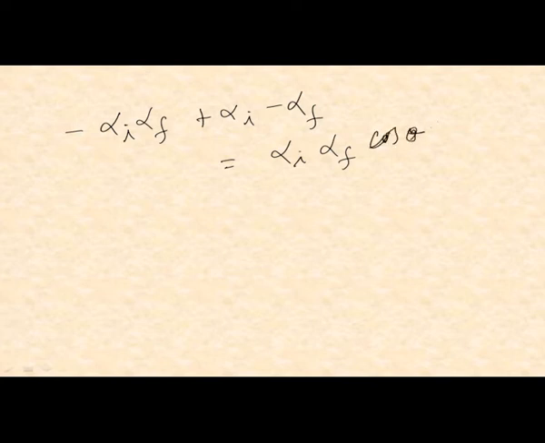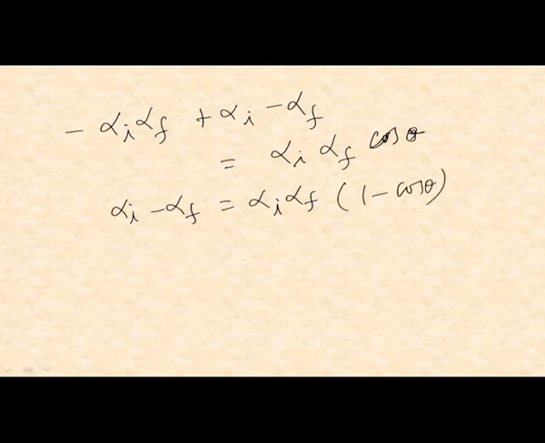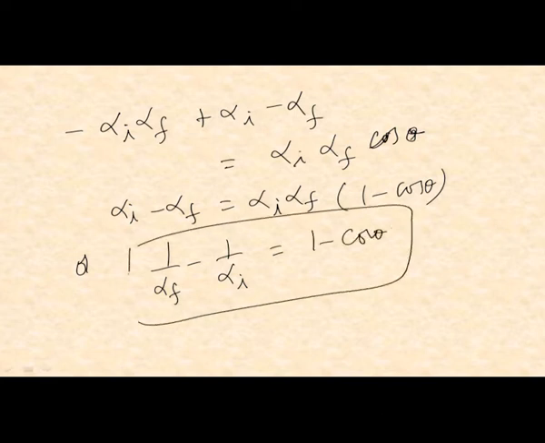Okay. Next, we will get further simplification of this. You will get alpha I minus alpha f is equal to alpha I alpha f into 1 minus cos theta. We have reached the final form of the Compton expression, 1 by alpha f minus 1 by alpha I is equal to 1 minus cos theta.